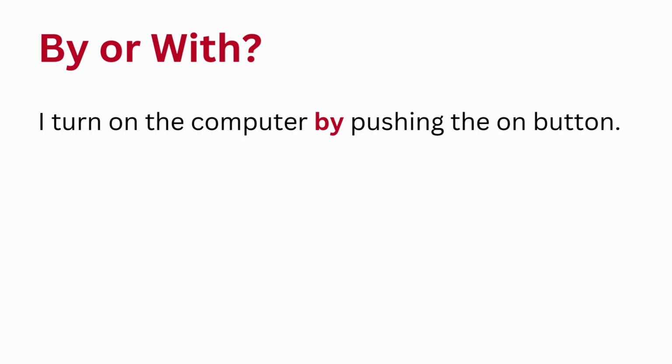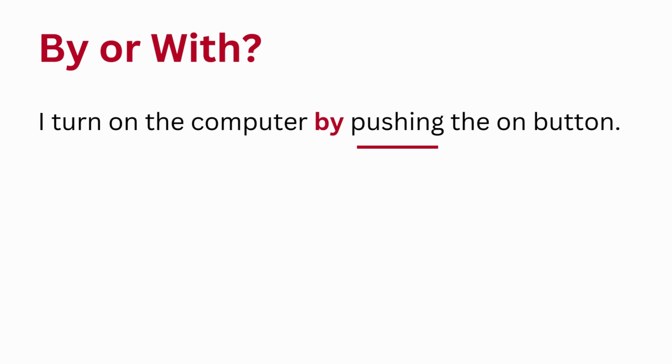So let's look at some example sentences with by. I turn on the computer by pushing the on button. This is, again, answering the question. How? How do you turn on the computer? Well, I turn on the computer by pushing the on button. I want you to take a moment to look at this sentence. What comes after by? We have here pushing. Pushing is a verb. So, after by, we often have a verb when we're explaining how something is done.